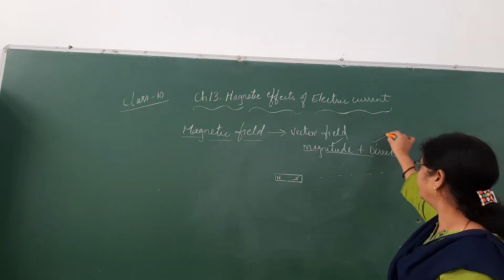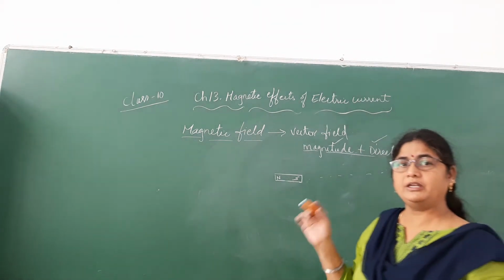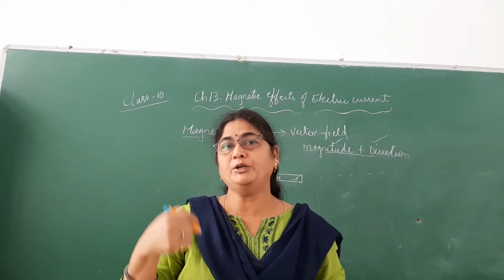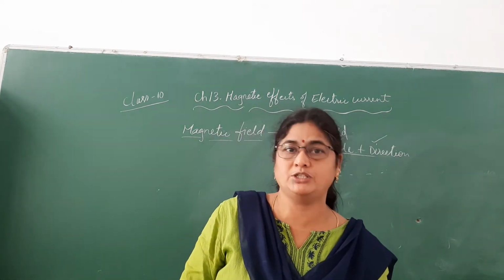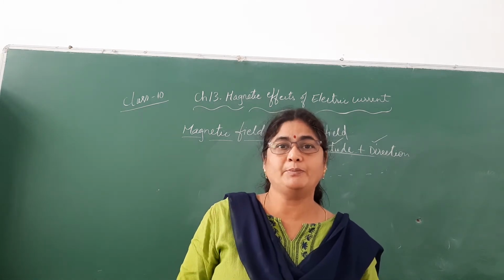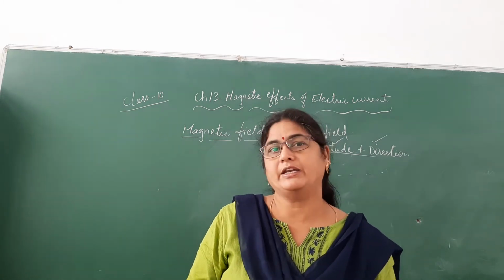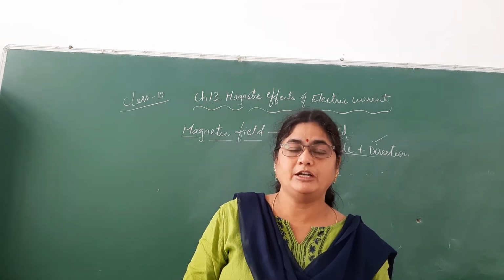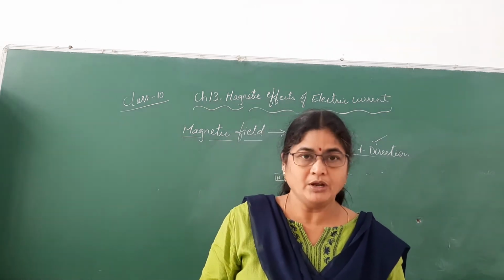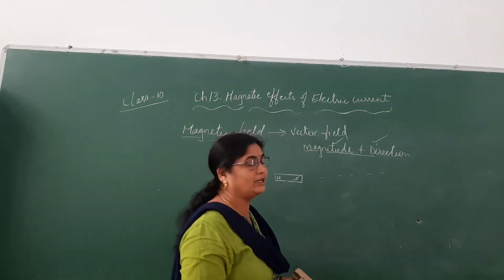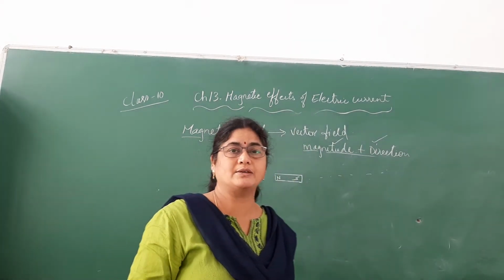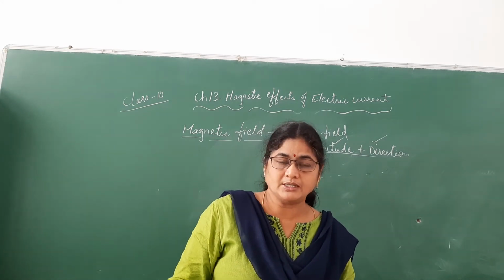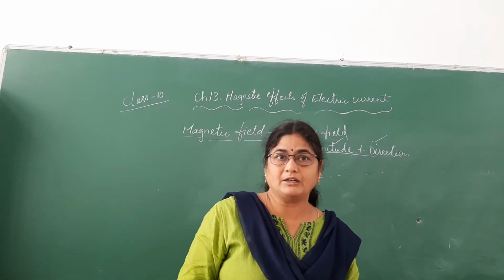And what do you mean by direction? Every magnetic field has its own direction at every point. From point to point the field direction may change, but at one particular point it has one particular direction, in which it acts. So we call this field a vector field. To understand what this magnetic field is, and how we can identify this vector field, let us understand magnetic field lines.